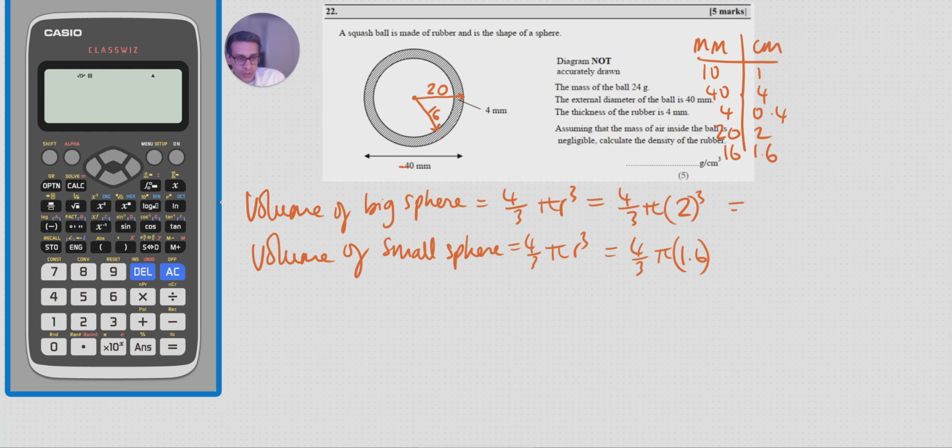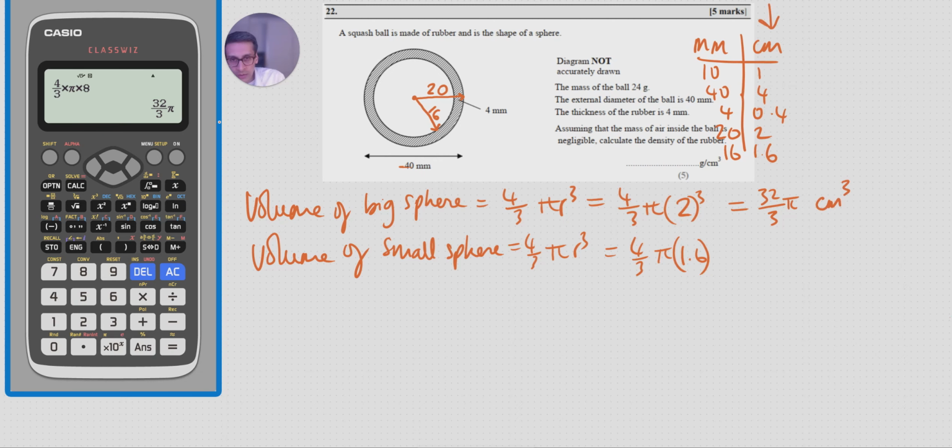So this now goes in the calculator. 4/3 times pi times 2 cubed, which is 8. That's going to give you 32/3 pi. Now we're dealing with centimeters here because we've switched everything to centimeters, so it's going to be centimeters cubed. So that's the volume of the big sphere.